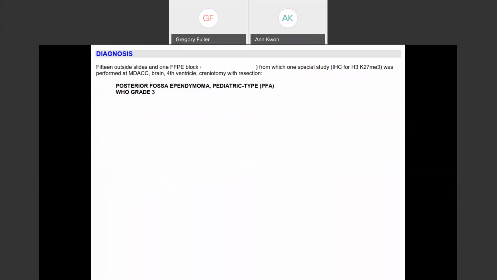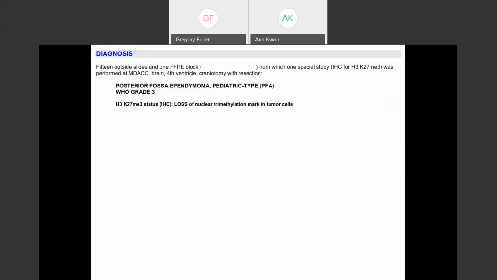Here's the MD Anderson surgical pathology report. Outside slides from which one special study, immunohistochemistry for H3K27ME3, was performed. Brain, fourth ventricle, craniotomy, posterior fossa ependymoma. I'm using the WHO 2020 nomenclature already. Posterior fossa ependymoma, pediatric type, in parenthesis PFA, which was posterior fossa type A. That's what that stood for, WHO grade 3. That actually was elevated mitotic activity. I didn't show you. Got it?